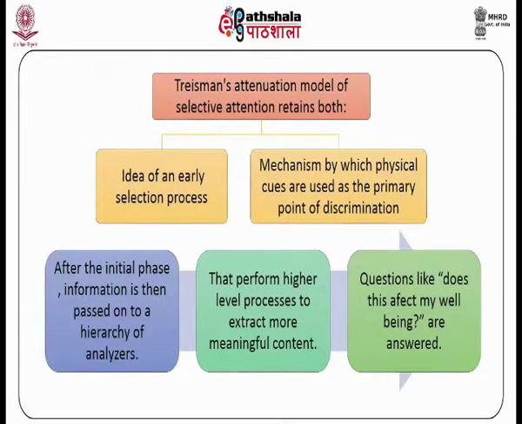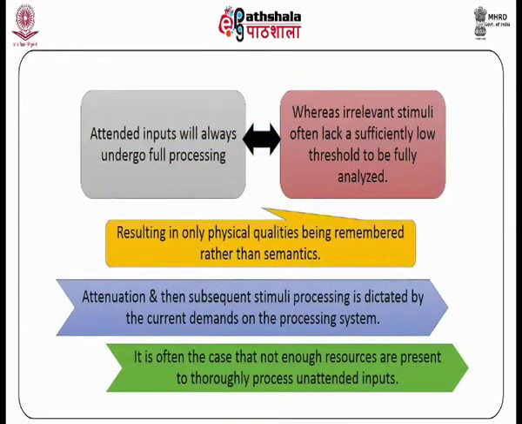We have seen that Treisman's attenuation model of selective attention retains both the idea of an early selection process as well as the mechanism by which physical cues are used as the primary point of discrimination. After the initial phase of attenuation, information is then passed on to a hierarchy of analyzers that perform higher level processes to extract more meaningful content. Questions like, does this affect my well-being? What category should I put this information in? Are answered. The crucial aspect of attenuation theory is that attended inputs will always undergo full processing, whereas irrelevant stimuli often lack a sufficiently low threshold to be fully analyzed, resulting in only physical qualities being remembered rather than semantics.